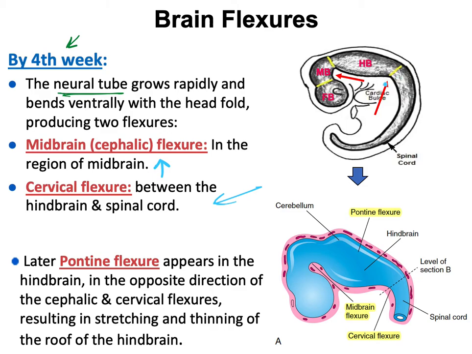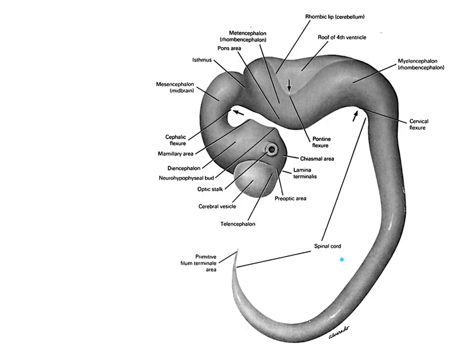But there is another one that will develop, called the pontine flexure, here at the back of the hindbrain, opposite, of course, to the cephalic and cervical flexures. It's called the pontine flexure. You can say pontine, and some people pronounce it differently. So mostly they use one pronunciation, although I like the other, but anyway. So this is the pontine flexure. You see it here, and somebody can say, where is that? Yes, I would like to show you where it is.